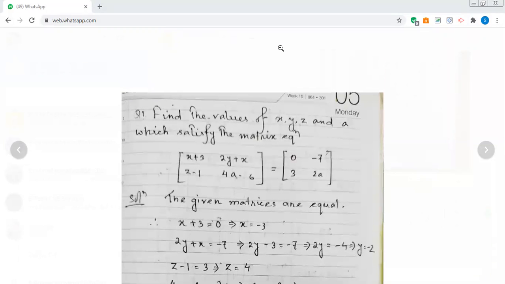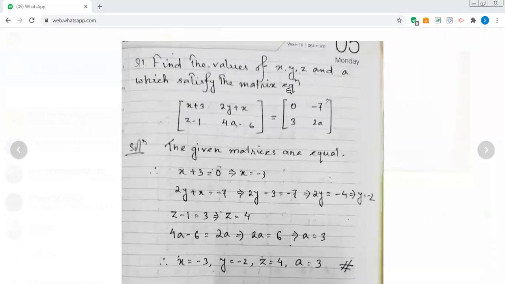Somebody's microphone is still not muted. So I request the students to mute your microphones.